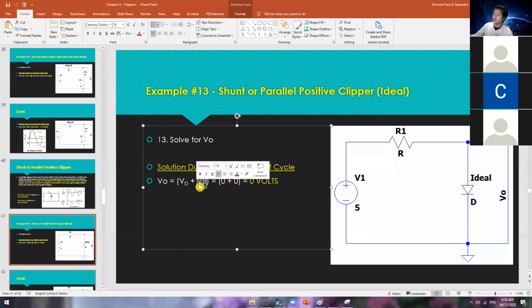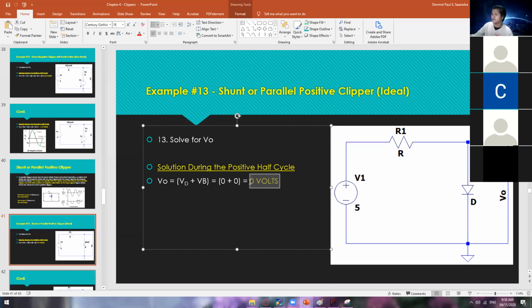As you can see right here, we don't have a bias voltage yet since it's not part of the circuit. But if ever there's a bias voltage, then you have to include that one. But in here, since we don't have that bias voltage, just put 0 here. So 0 plus 0 is 0 volts.